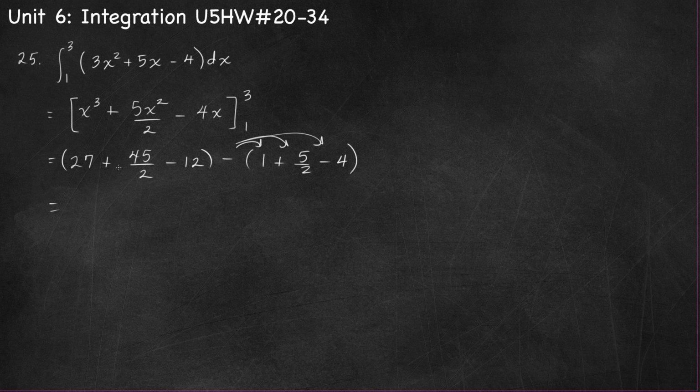I've got 27 minus 12. So that's 17 minus 2, or 15. I still got this 45 over 2. And then I've got a minus 1 minus 5 over 2 plus 4. Okay, so 15 minus 1 is 14 plus 4 is 18. And then I've got 45 over 2 minus 5 over 2 is 40 over 2, which is 20. So my final answer should be 38.